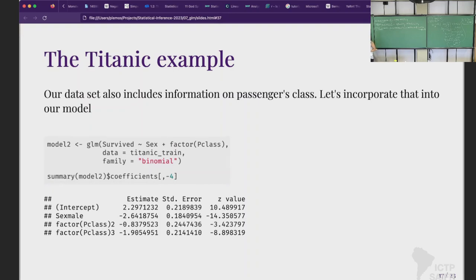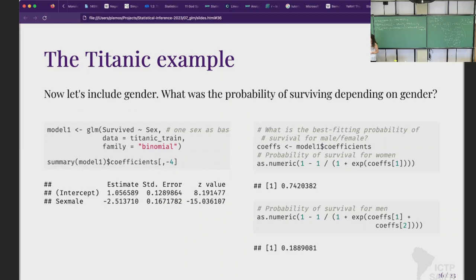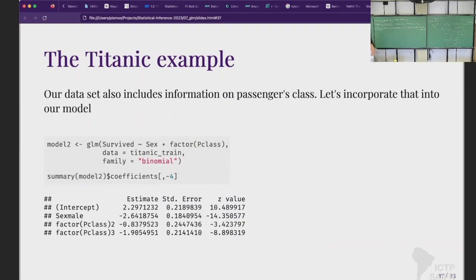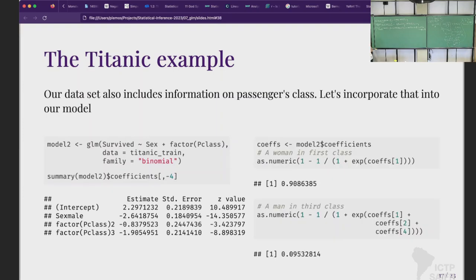So here, what we do is we add the information of class, again binomial, and here we have the estimates. This intercept would be a female, or a woman, in the first class. And if you're a man, this is how you modify it. So to interpret that and see what the estimates look like, if you were a woman in first class, you had a 90% chance of surviving.